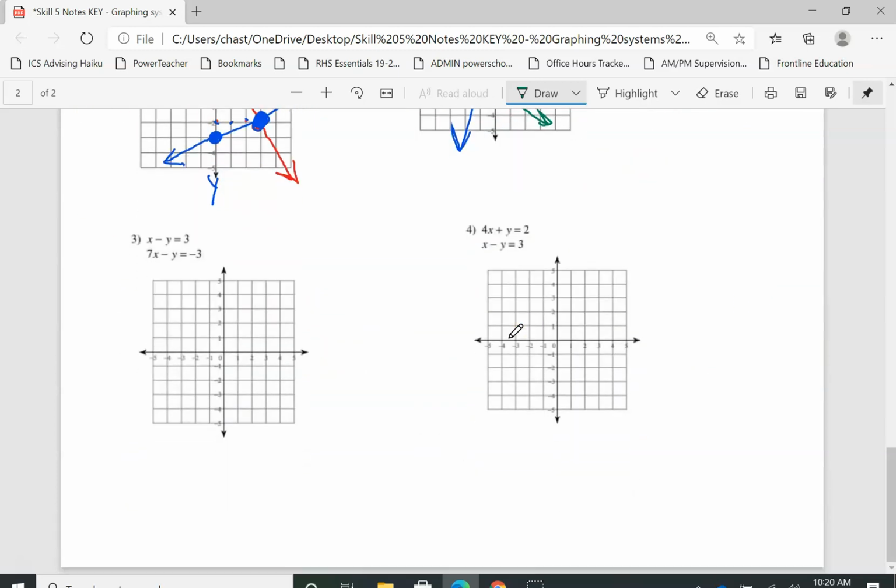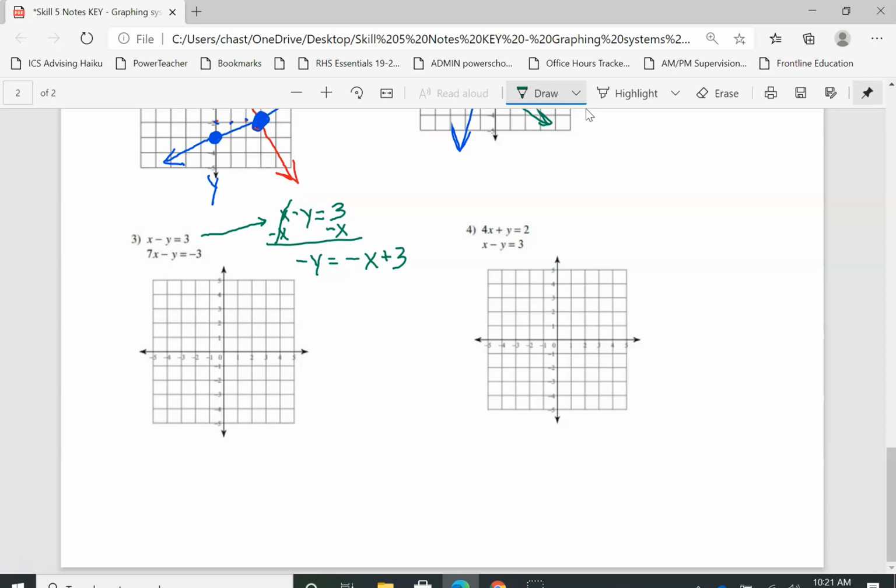All right, let's look at how to graph a system where we don't have the y solved for. So x minus y equals 3. I'm going to solve this for y. So what I'm going to do first is subtract x on both sides of the equation. And I get negative y equals negative x plus 3.